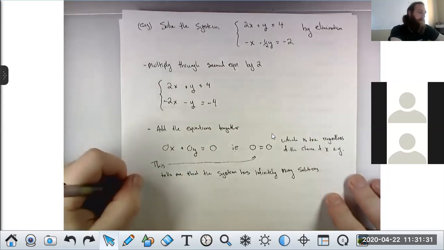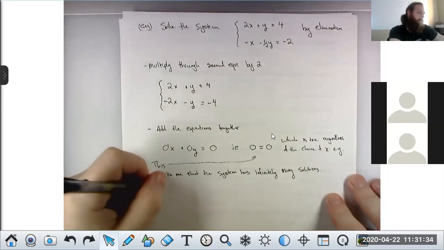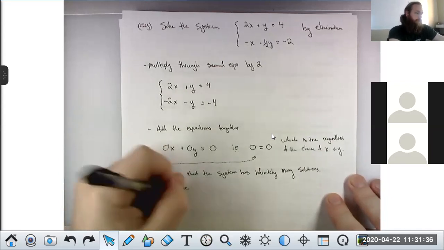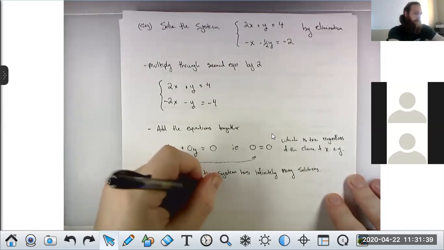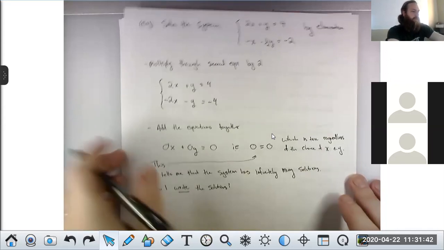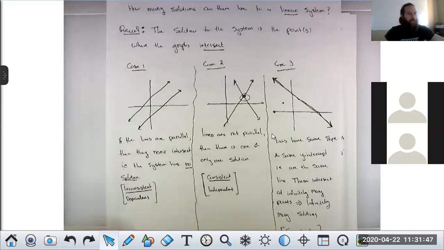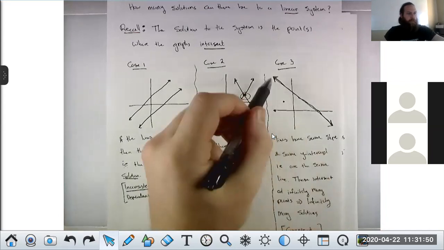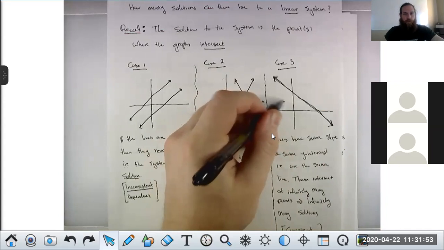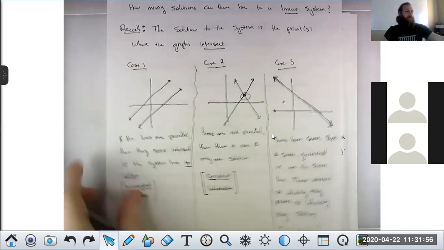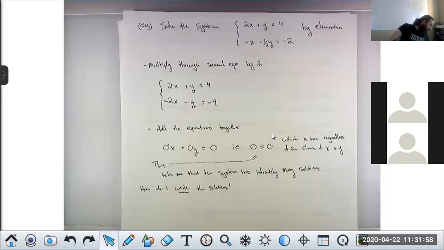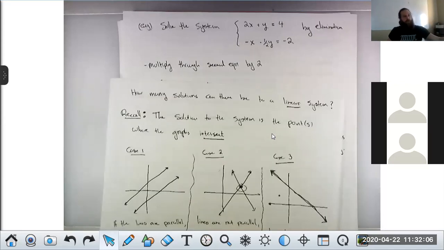But how do I write them down? Because like we said, just because you have infinitely many solutions doesn't mean every point x comma y solves. Like in this picture, this system would have infinitely many solutions, but this point, for example, is definitely not one of them. So how do I classify the ordered pairs which solve that system? Well, it's any point that's on the line, right? If those guys are both the same line, then any point on that line solves the system.